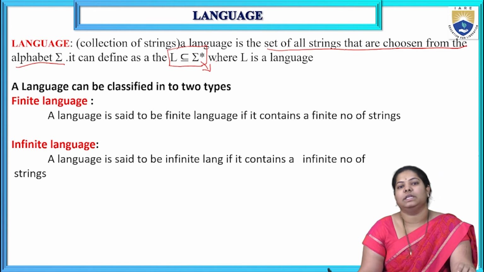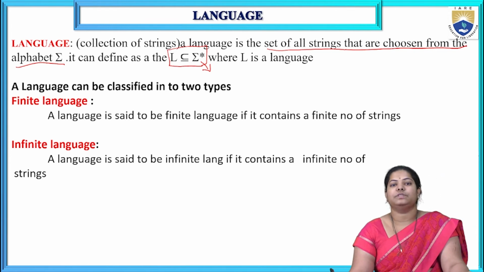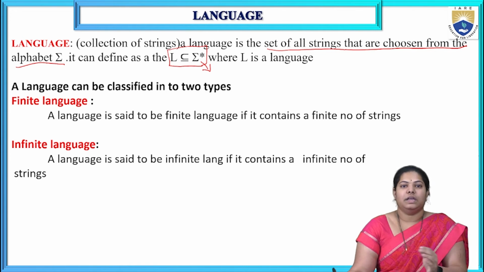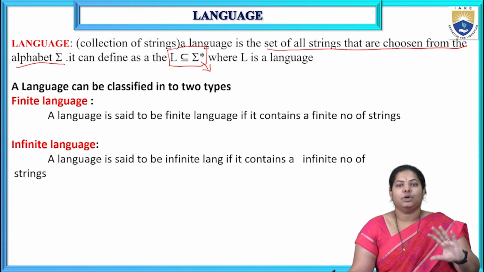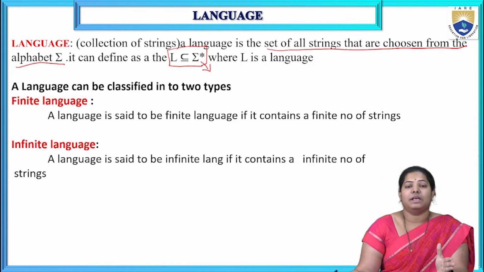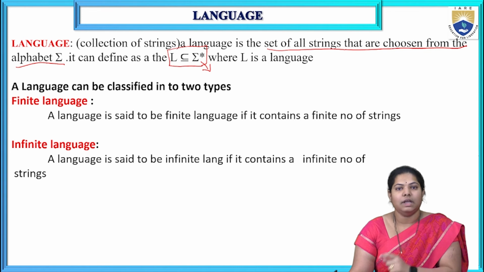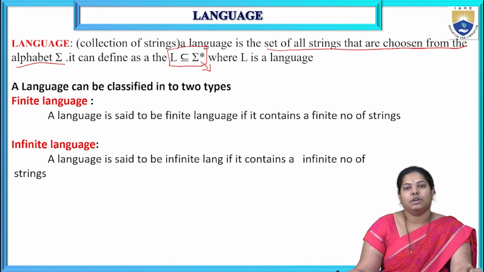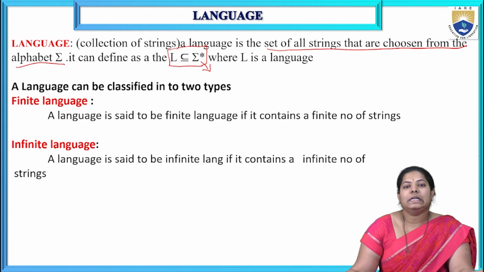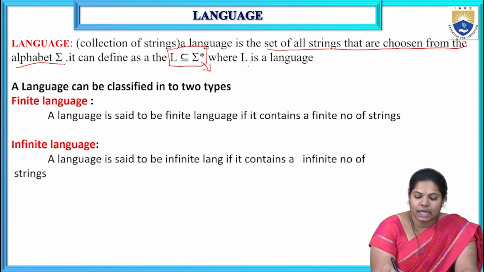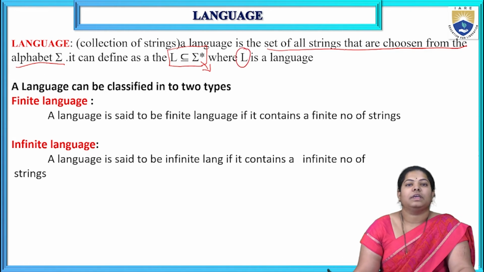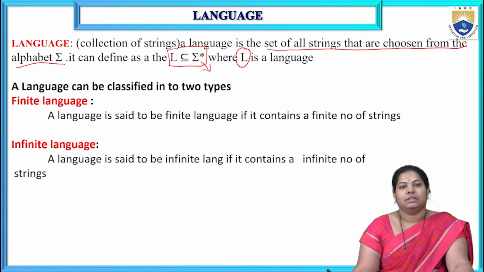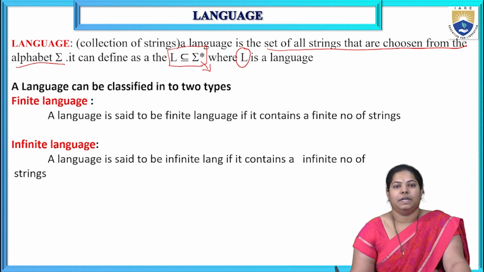Epsilon star is nothing but the set of strings of any length, from the 0th length to infinity. So every language will become a subset of this epsilon star. This epsilon star we call the Kleene closure. We represent a language by using a capital L.